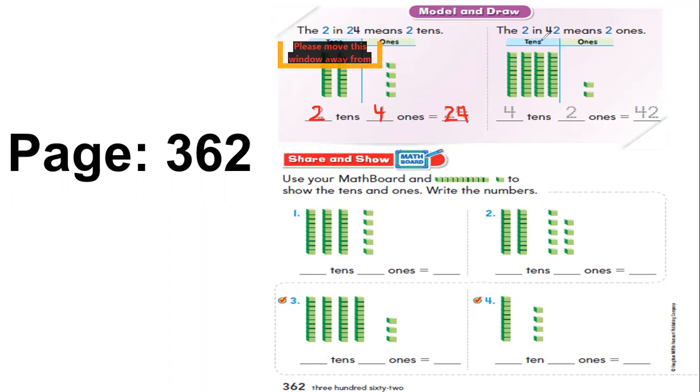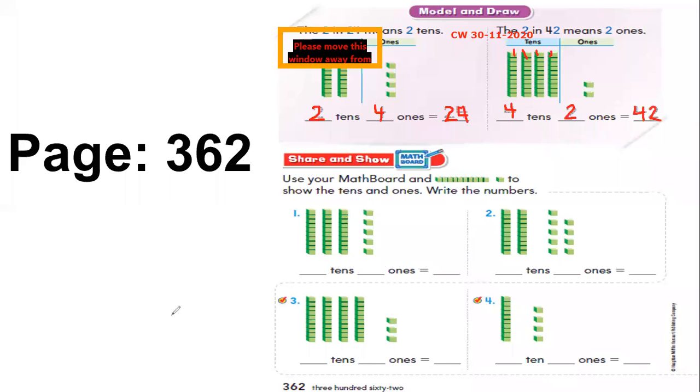And then the 2 in the 42 means the 2 ones. So this is how many tens you have here. Count the models of the tens here. 1, 2, 3, 4. So let's write 4 tens. And how many ones do you have here? 2 ones. So that becomes 42.